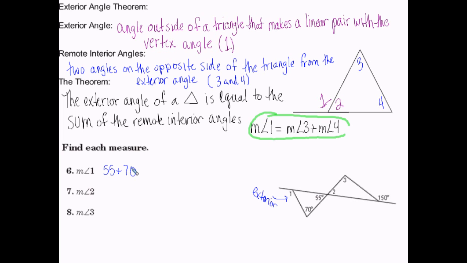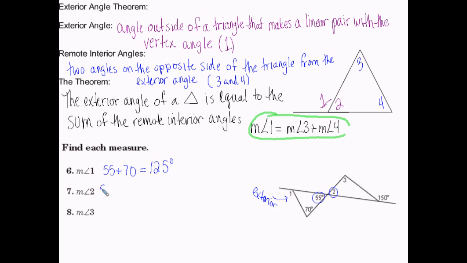If you took this triangle that we drew up here and flipped it around, then if this was angle 1, our exterior angle, this one right next to it would be angle 2, and 70 and 55 would be our 3 and 4. So angle 1 is going to be 70 plus 55. So that's going to be 125 degrees. Okay. Now angle 2 is a vertical angle. So angle 2 and 55 are going to be the same.